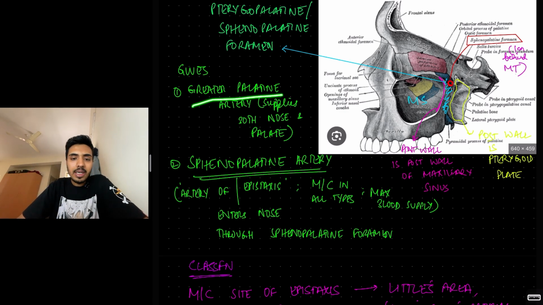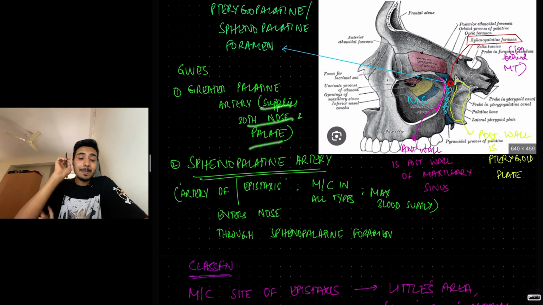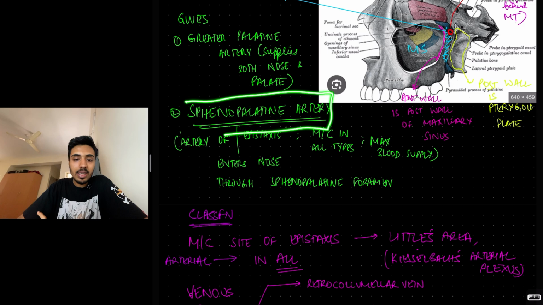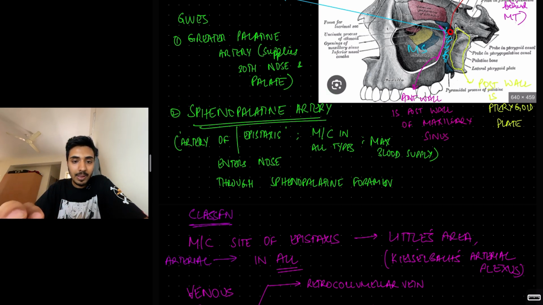The greater palatine artery dips down to supply the palate, and once again comes back up to supply the nose. So it supplies both the nose and the palate. The main artery is the sphenopalatine artery. The maxillary artery gives rise to the sphenopalatine artery, right?